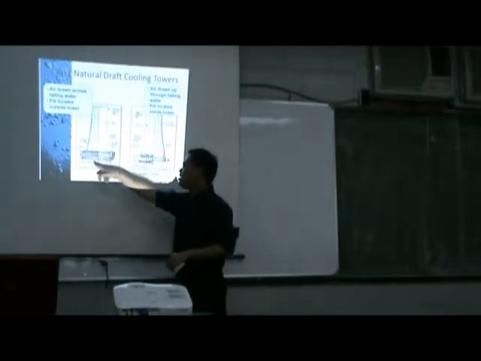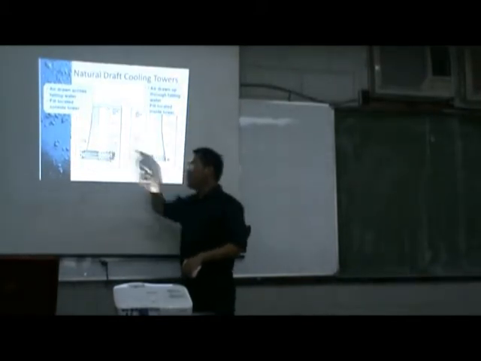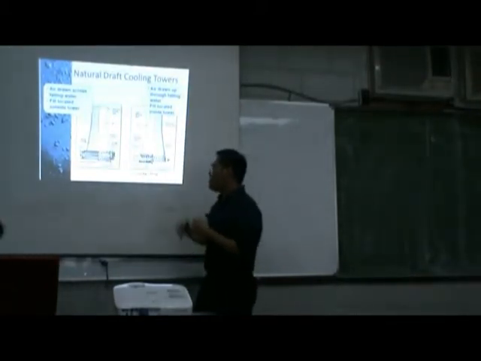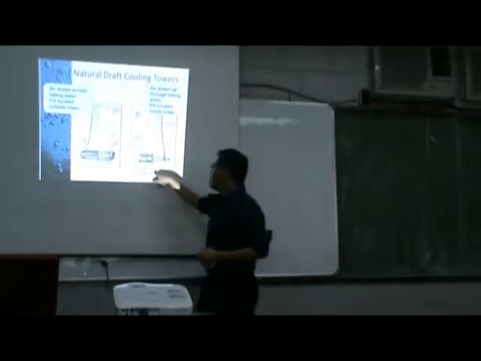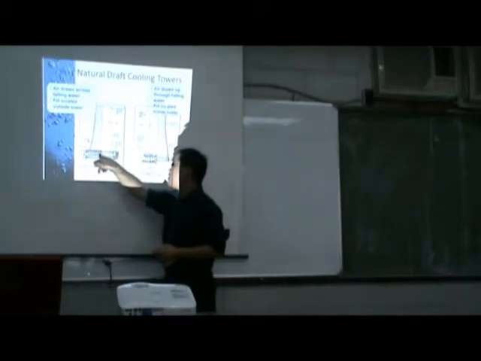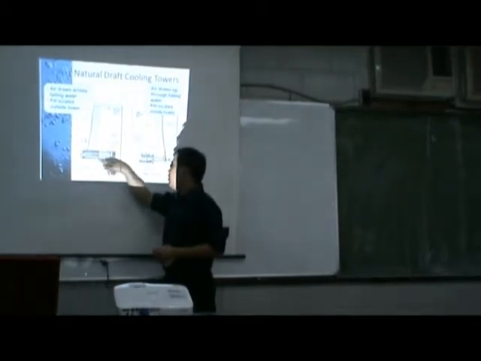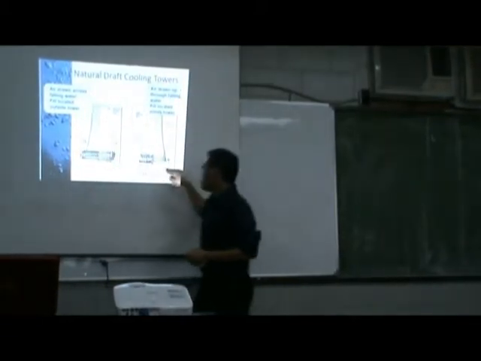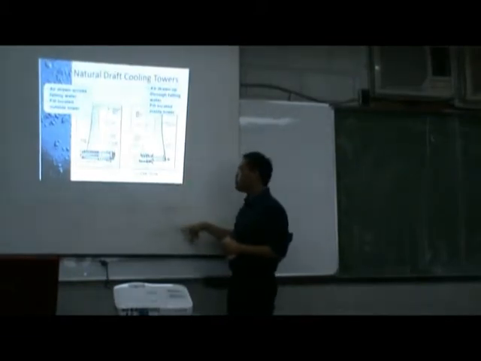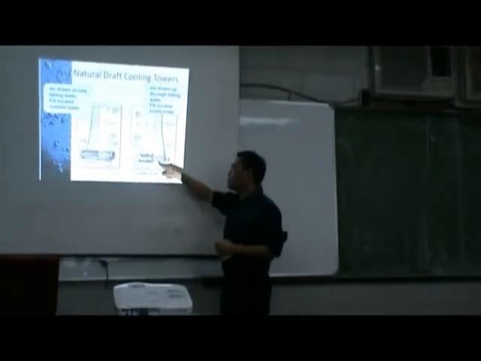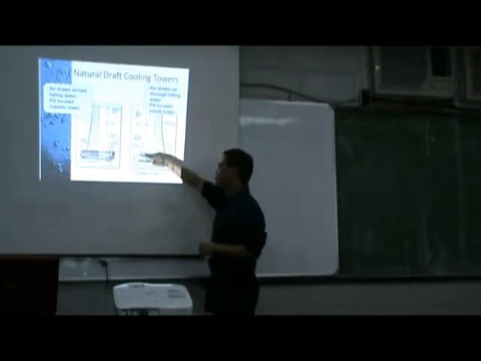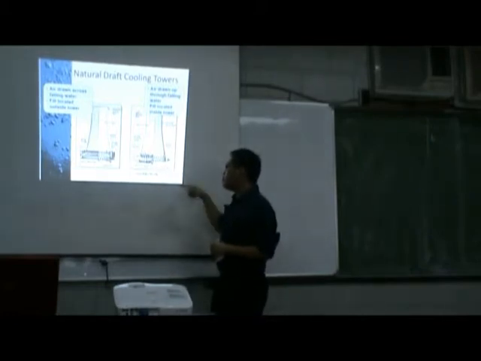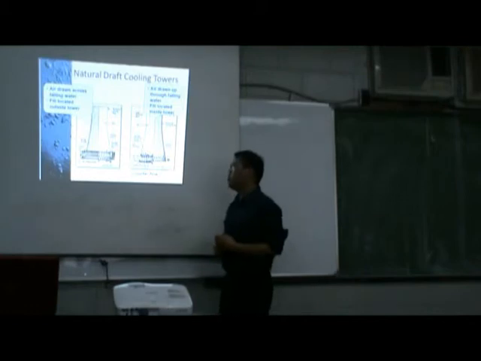The ambient air enters this way, while these are the fills, the ones outside the tower. In the counterflow natural draft tower, the fills are located inside the tower, which is here, and there's an inlet below the tower through which the ambient air is drawn.